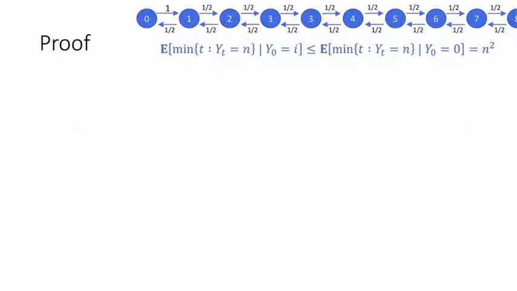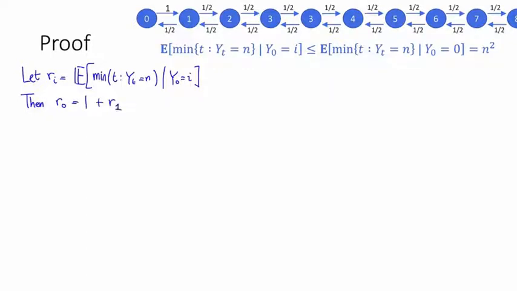So let's prove this lemma. Let r sub i be equal to this expectation. So the expected value of the minimum t such that y_t is equal to n, conditioned on y naught being equal to i. Then we can write down a bunch of relationships between these r_i's. In particular, r naught is equal to 1 plus r1.